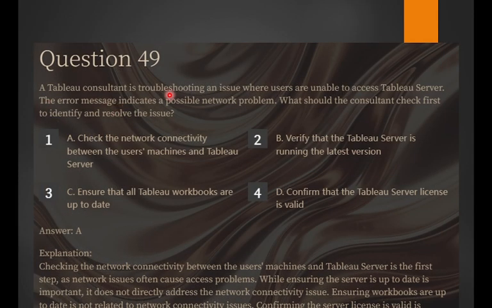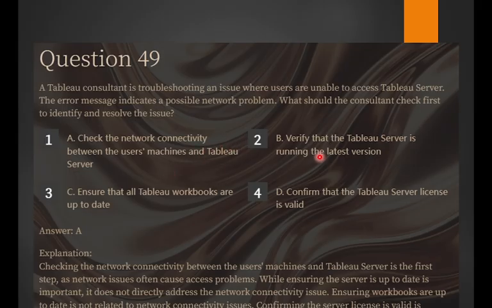A Tableau consultant is troubleshooting an issue where users are unable to access Tableau Server. The error message indicates a possible network problem. What should the consultant check first to identify and resolve the issue? So here option A is correct. Check the network connectivity between the users' machines and Tableau Server. This is the first thing to check, as network issues often cause access problems. We need to check first that there is no network connectivity issue between the user's machine and Tableau Server.